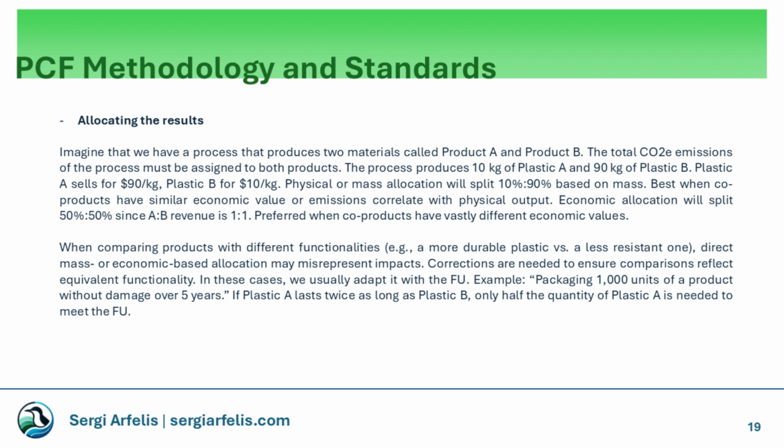When comparing products with different functionalities, like a more durable plastic versus a less resistant one, you may need to adjust your calculations to ensure fair comparisons. In these cases, you should compare the emissions per functional unit, making sure both products are delivering the same service. For example, if plastic A lasts twice as long as plastic B, you only need half as much of A to provide the same performance over time. By choosing the right allocation method and adjusting for product function, you ensure your PCF results are meaningful and useful for decision-making.